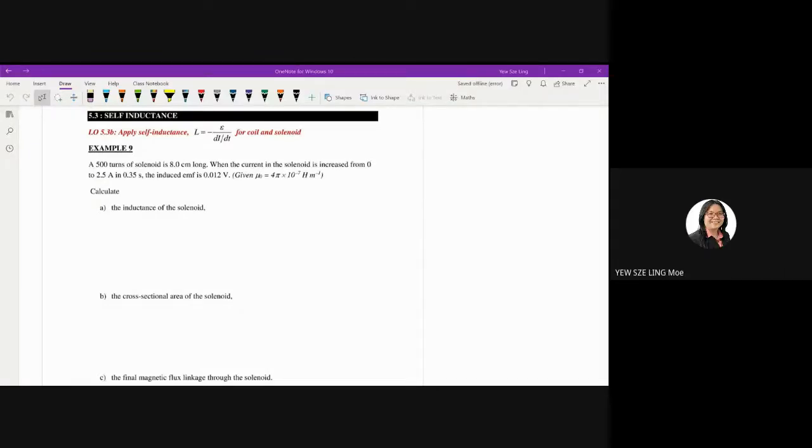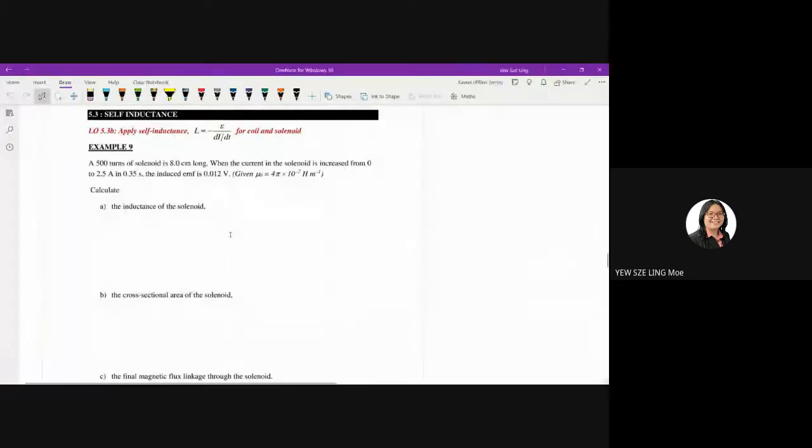Okay, so let us continue. So example 9.5.3, self-inductance. Apply self-inductance L equals negative EMF over di over dt for a coil and also for a solenoid. Now in your syllabus, it's going to focus more on this equation. L equals negative EMF over di per dt.